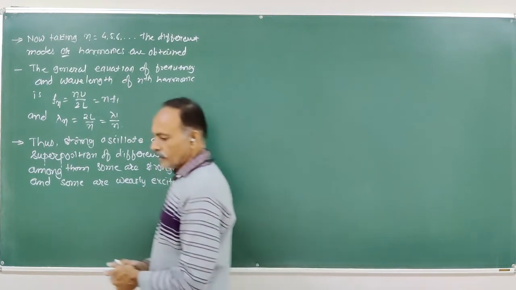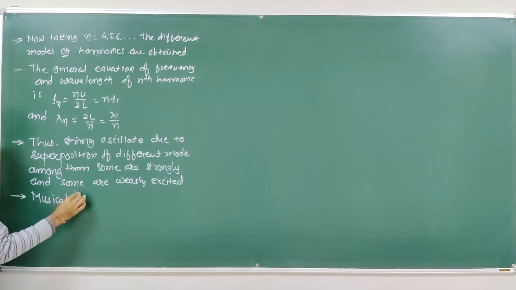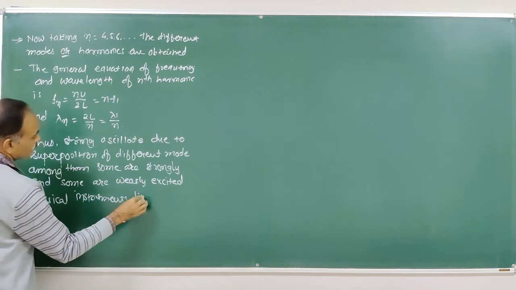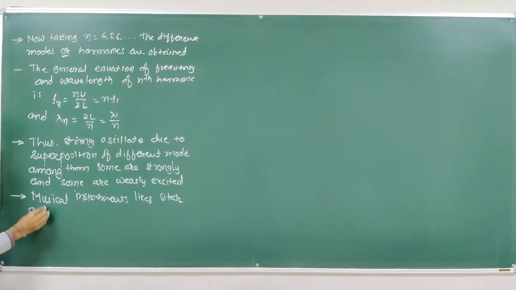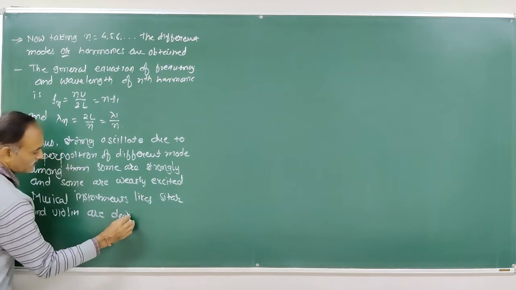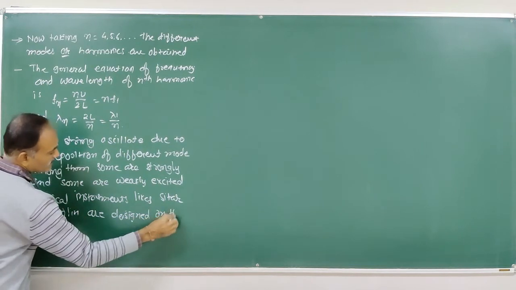Okay. Now, musical instruments like the sitar and violin. What is the use of this fundamental mode of oscillation? Musical instruments like the sitar and violin are designed on this principle.